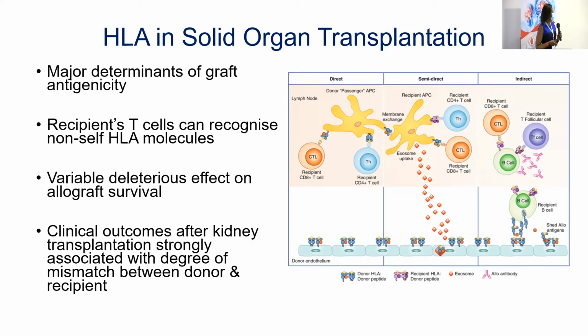And what we have seen this morning is that the clinical outcomes after kidney transplantation are strongly associated with the degree of mismatch between the donor and the recipient. When it comes to solid organ transplantation, the important HLA antigens are the A, B, and the DR, okay?